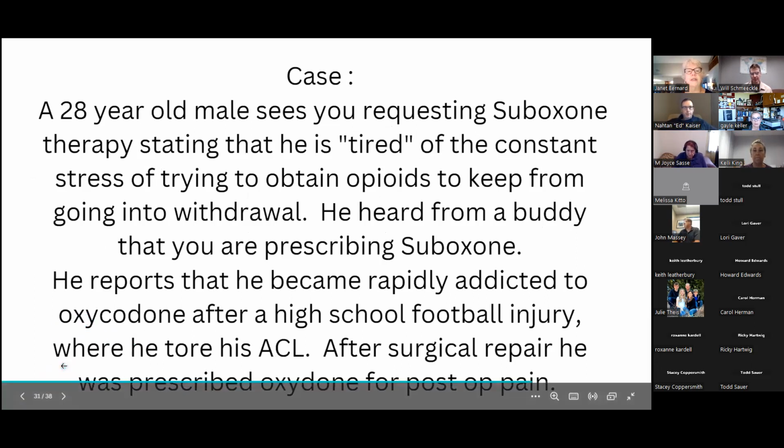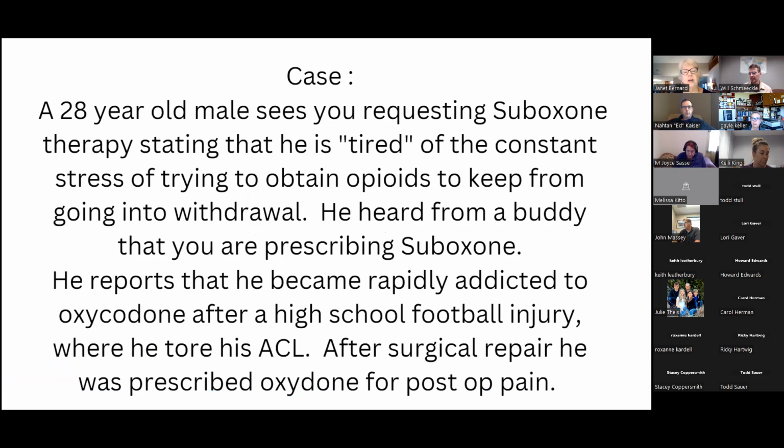A 28-year-old male sees you requesting Suboxone therapy, stating he's tired of the constant stress of trying to obtain opioids to keep from going into withdrawal. He heard from a buddy that you're prescribing Suboxone, and reports he became rapidly addicted to oxycodone after a high school football injury where he tore his ACL.